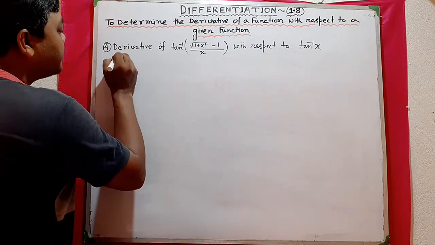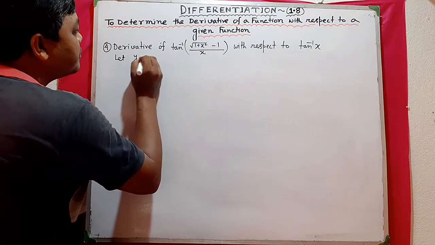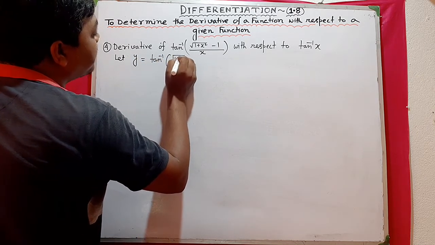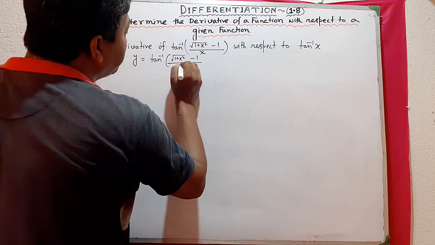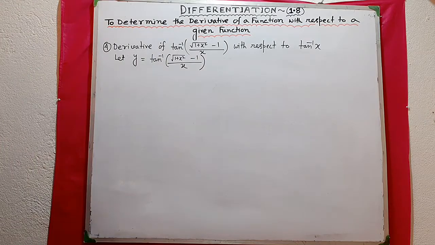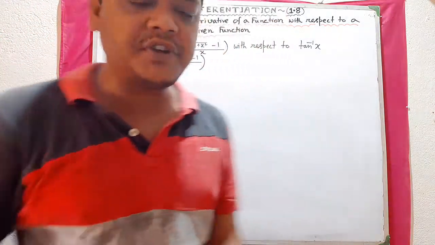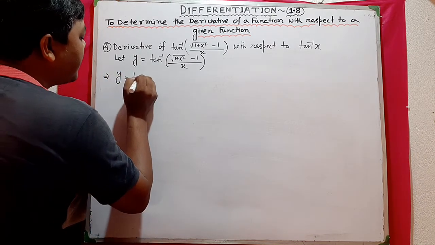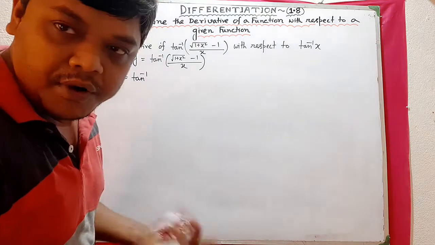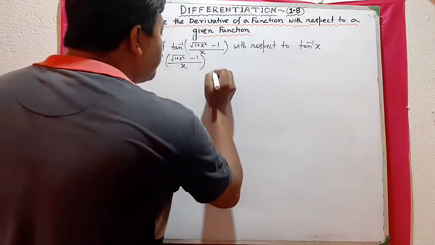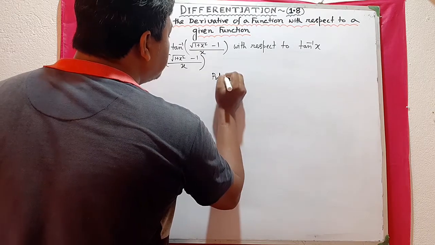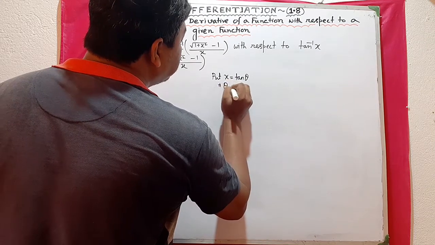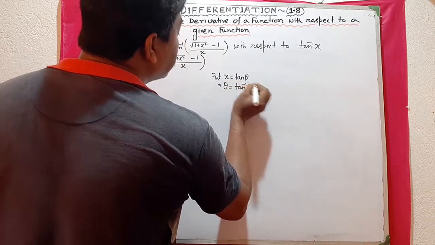So let y equals tan inverse square root of 1 plus x square minus 1 by x. Basically, in this type of problem we make a trigonometric substitution. First we do the trigonometric simplification, since we have already done many classes on trigonometry. So we put x equals tan theta, then of course theta equals tan inverse x according to the inverse circular function.